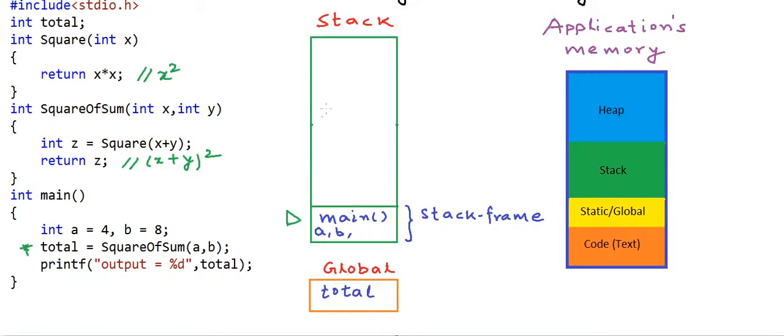Now main will call printf. So once again printf will go to the top of the stack, printf will finish, and the control will come back again to main, and now main will finish. And when main finishes, the program will also finish. So in the end our global variables will also get cleared.